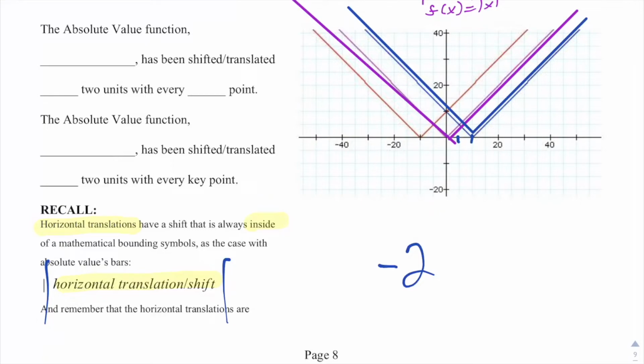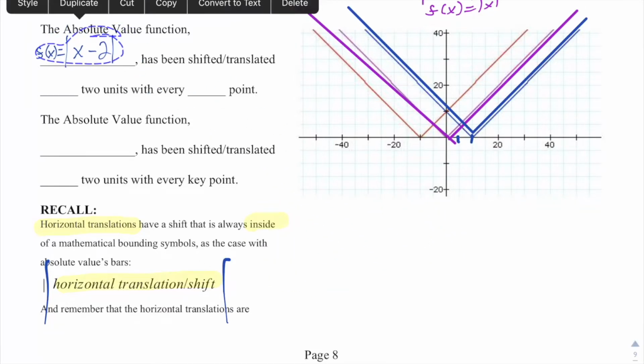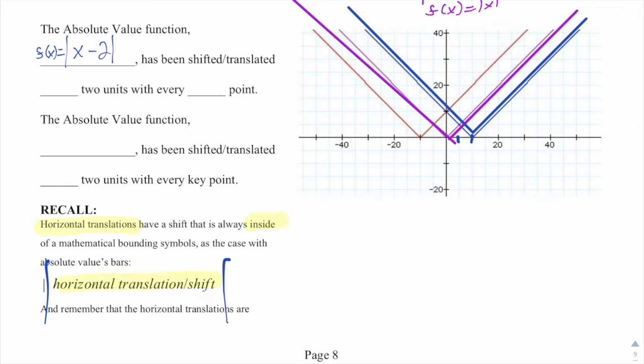Because if we go right, we would think plus, and then our variable would be in there with it, x, inside the bars. Then using our function notation, it would just be f of x equals the absolute value of x minus 2. So then we could say the absolute value function f of x equals the absolute value of x minus 2 has been shifted, or translated, right 2 units with every key point.